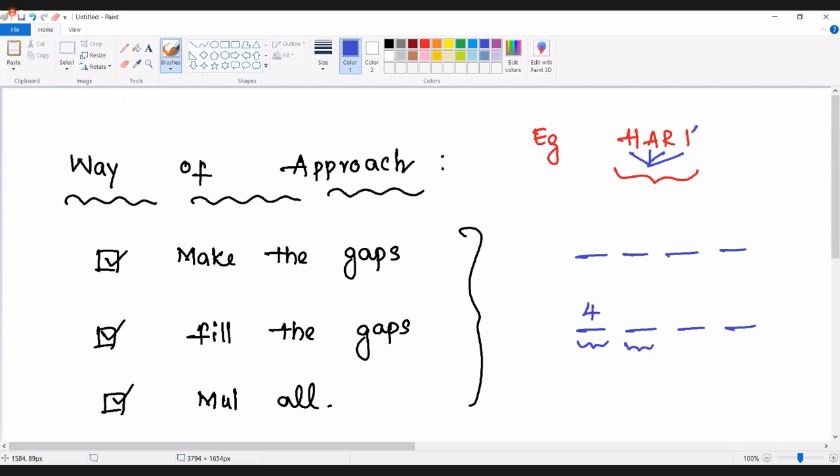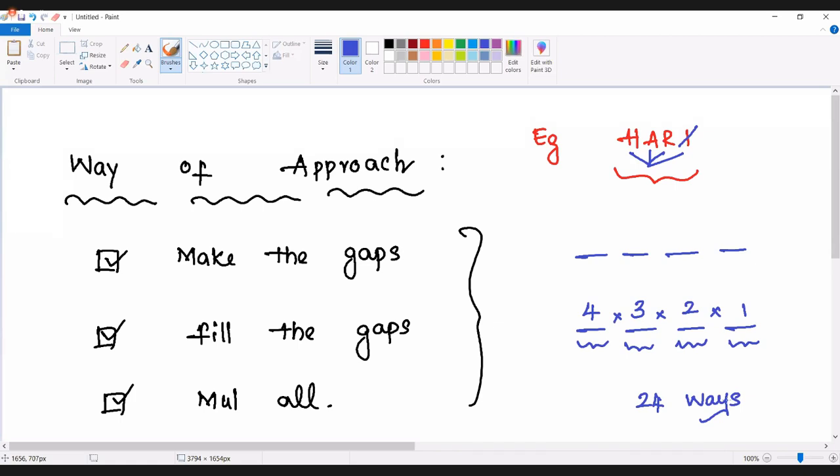Second gap, we already filled one letter, left with 3 letters. The second gap can be filled in 3 ways, third gap in 2 ways, last gap in 1 way. So the total number of possibilities will be equal to 4 into 3 into 2 into 1. That's 24. Answer choice: 24 ways to arrange them.